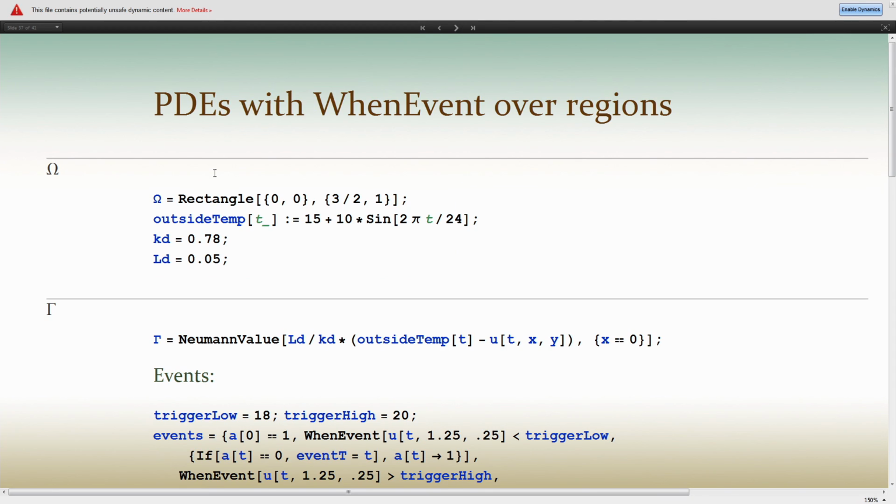Okay, we're going to switch topic a little bit again. This has been added in 10.3, and that is using PDEs and events. What this means is you can have an event during a time integration with PDEs. Imagine you have a room that has 3 solid walls and a glass front, and over that glass front heat is dissipating or coming into the room depending on the outside temperature. I have an outside temperature modeled by a sine function, 15 degrees plus 10 times the sine. This is the model of the room, with some material constants. I have a Neumann value, which is the outside temperature minus the dependent variable.